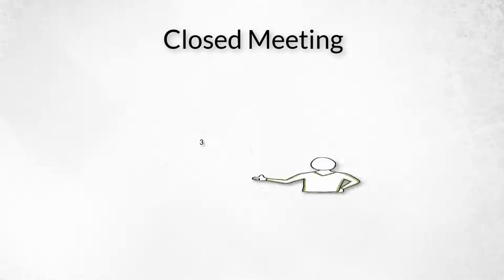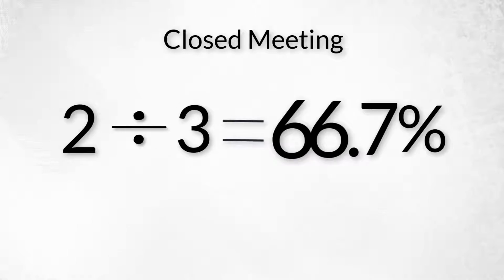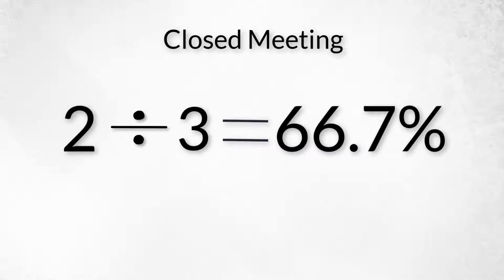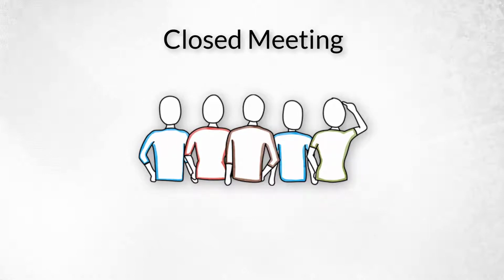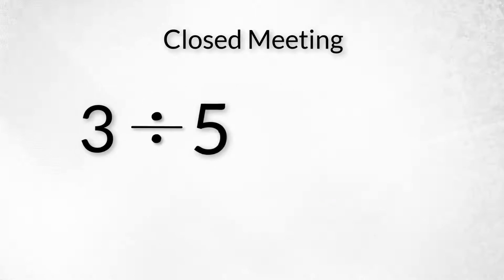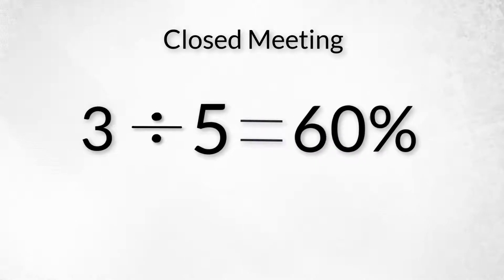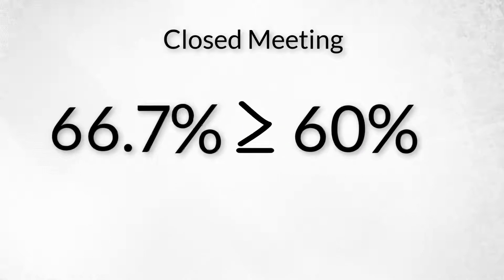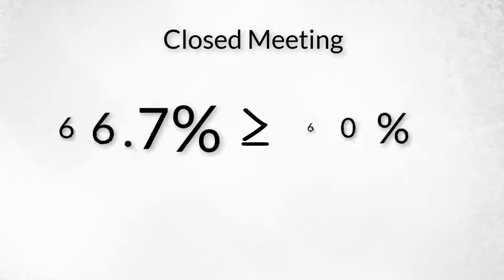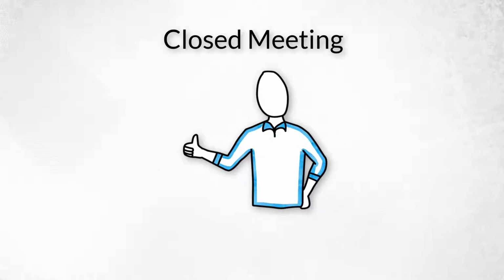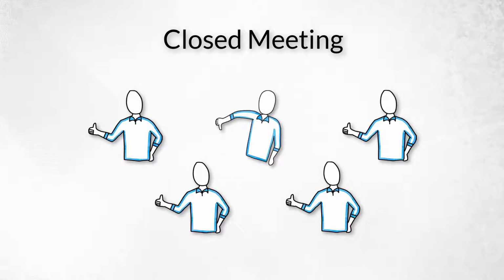Quick math lesson. 2 divided by 3 equals 66.7%. Let's say your governing body has 5 members. If 3 out of the 5 members vote yes, that equals 60%, which is not equal to or greater than 66.7%, which means you're 1 member short and instead need 4 out of 5 members to vote yes.